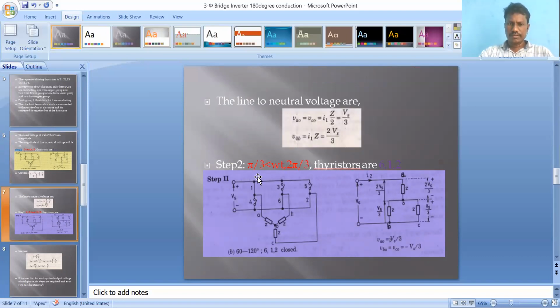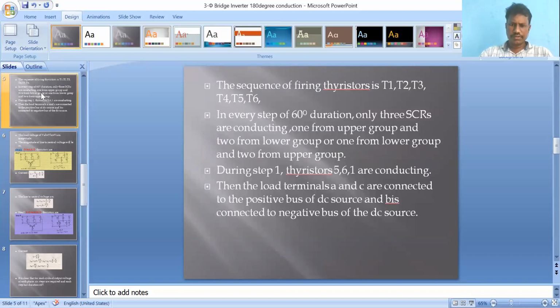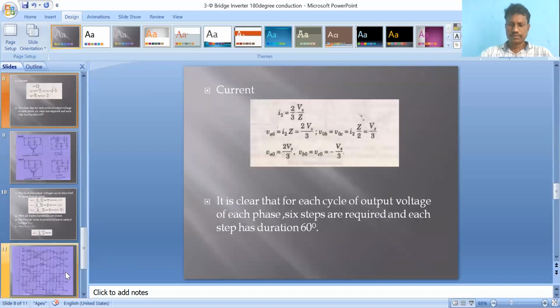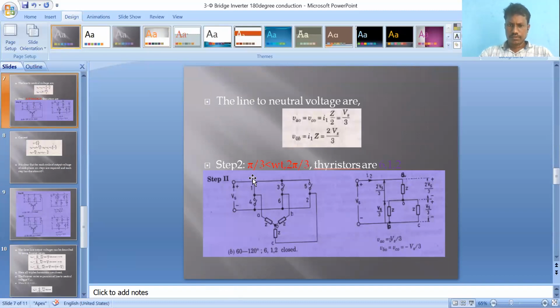Then second interval, 60 to 120. What thyristors will be triggered? 60 to 120 means T1, T6, T2. So T1 is upper group, T6, T2 is lower group. This is terminal A, this terminal B, this terminal C. So A, B, C, it is the diagram.